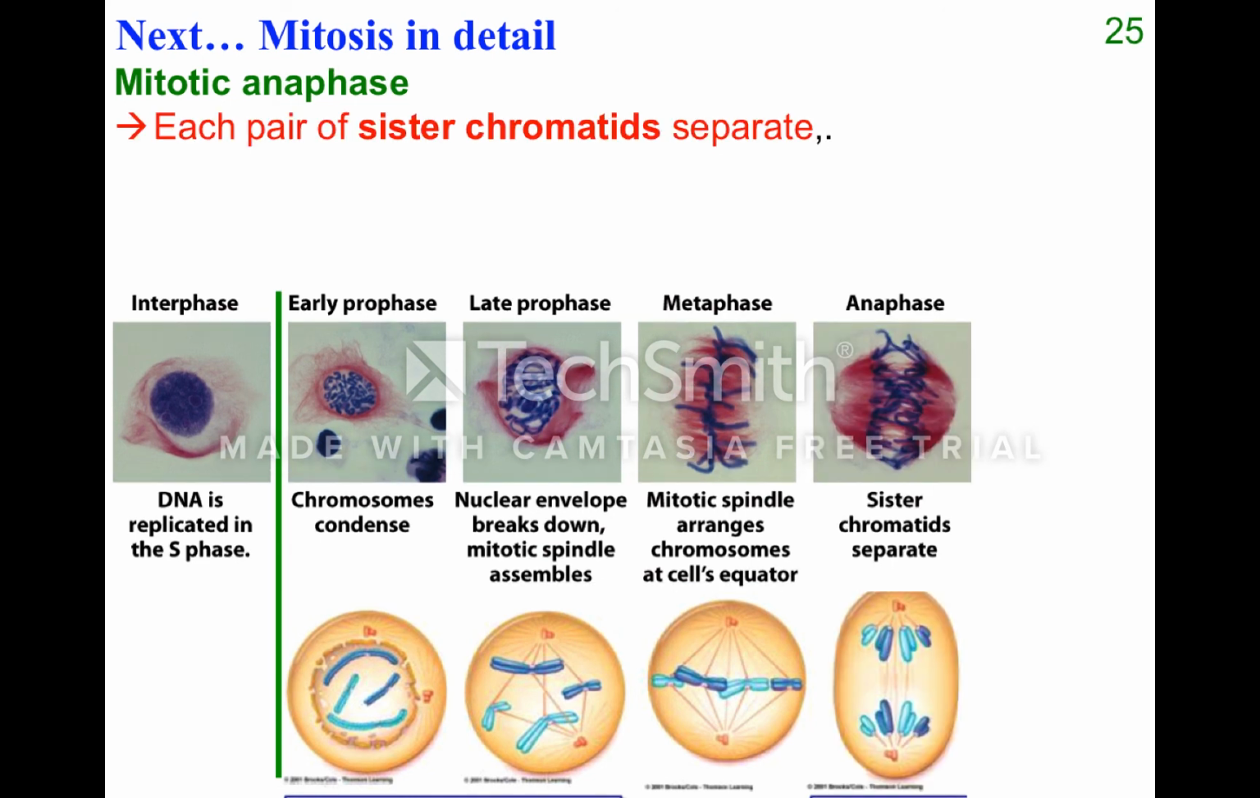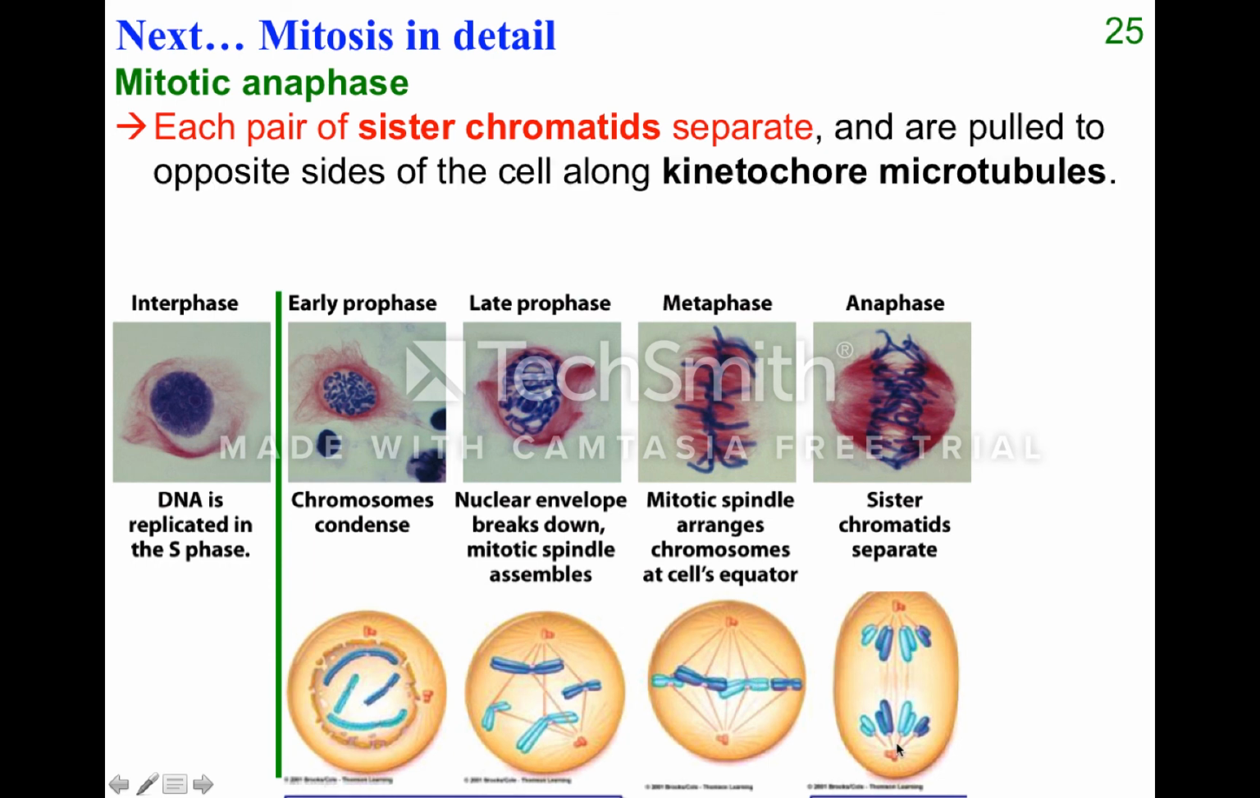Now, in anaphase, each pair of sister chromatids, right, so the 2 sister chromatids of this light blue chromosome, for example, will separate so that one goes up, one goes down. All right. With that separation, each of these now new chromosomes are separated into either pole of the cell because they're being pulled by these kinetochore microtubules. So kinetochore microtubules are the microtubules that are attached to the kinetochore at the centromere.